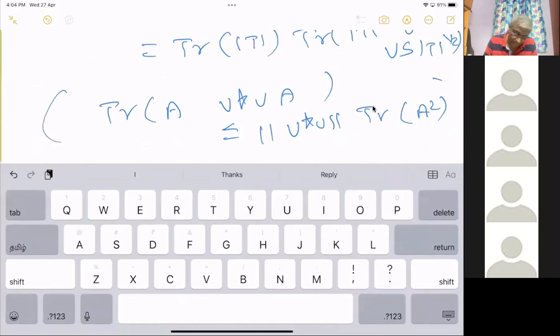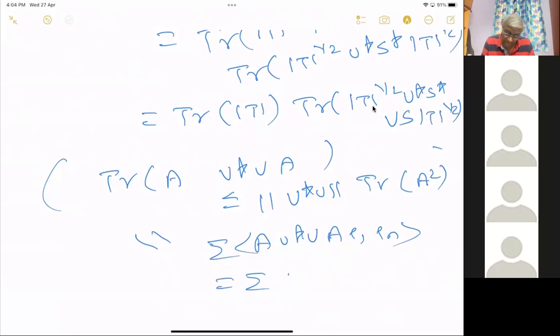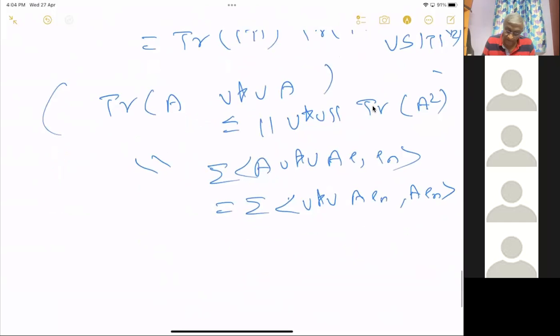How do we prove it? Maybe I will write it for that itself. This is equal to the summation of <A V* V A e_n, e_n>. Now you can take the A e_n outside. This is equal to the summation of <V* V A e_n, A e_n>, right? Now this V* V is a positive operator, so this is less than or equal to norm V* V times the summation of ||A e_n||^2. This is not true for all operators. Now you can bring that A this side and you get the A squared.